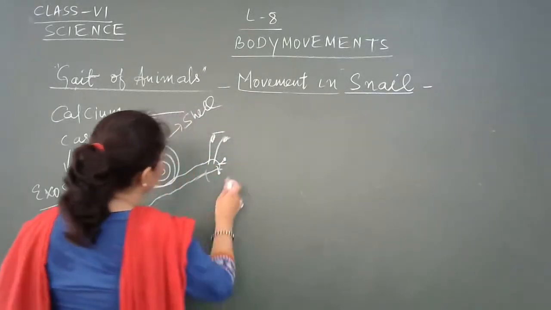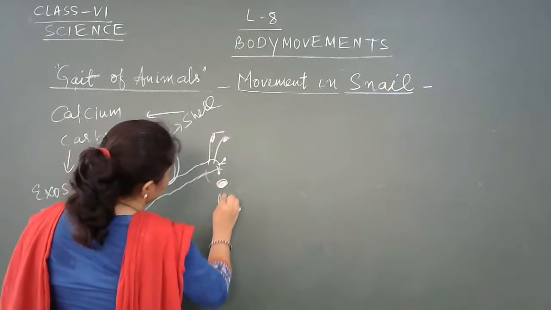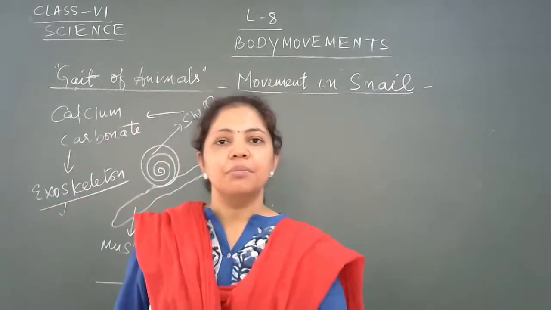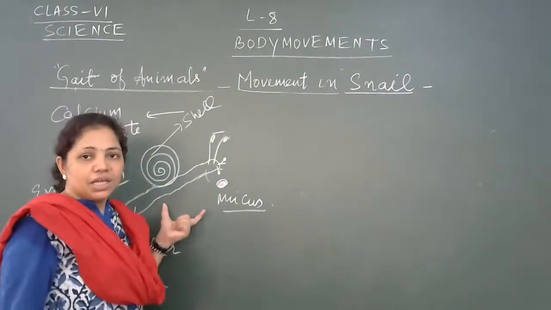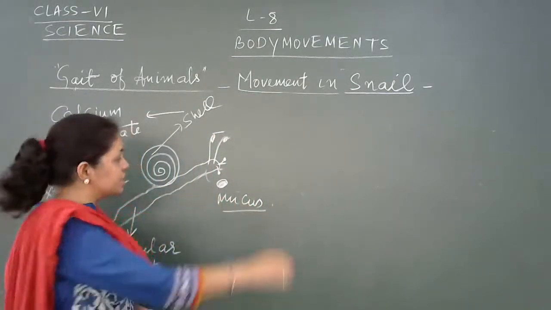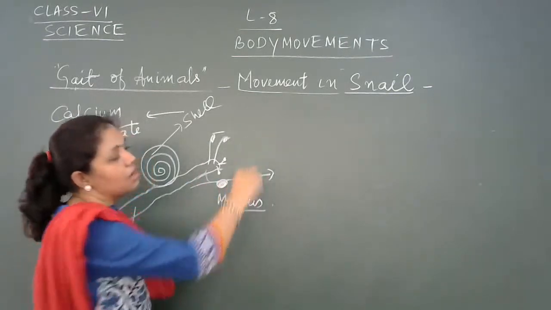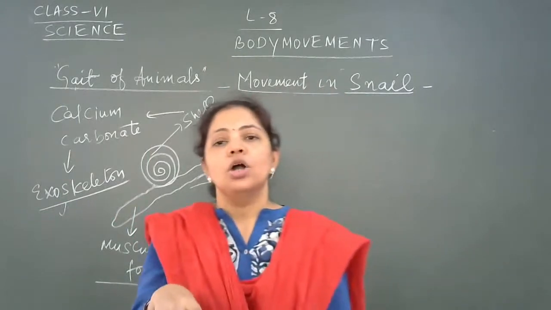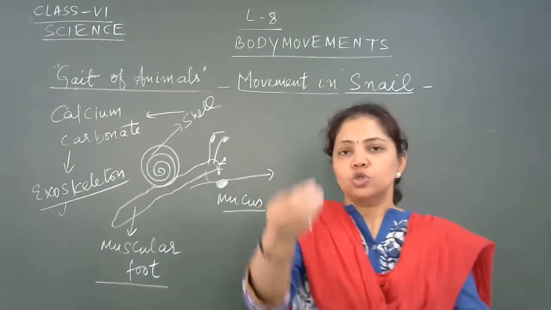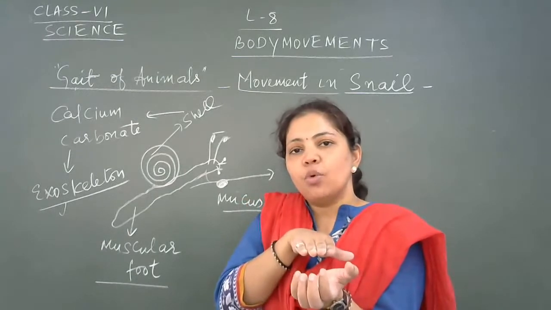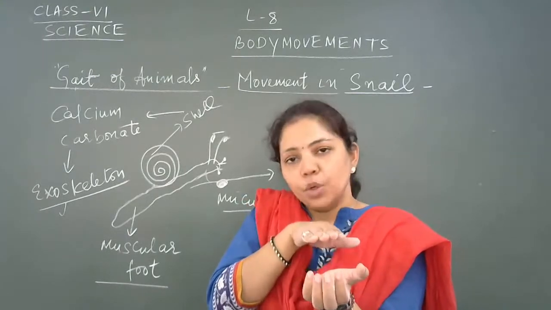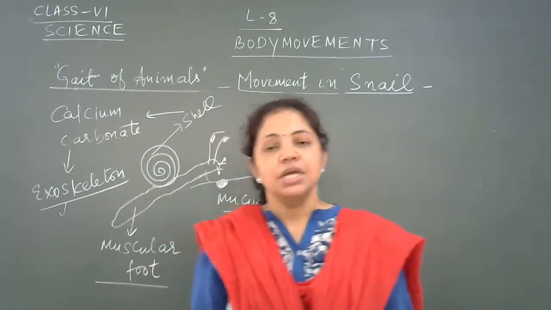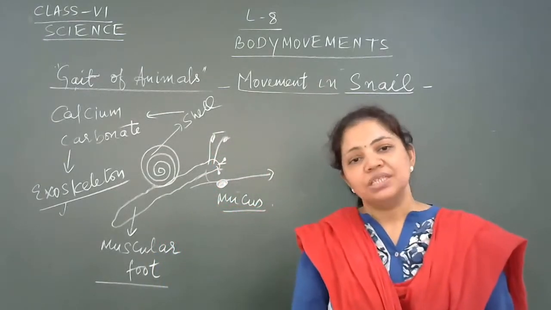So when it gets to move, it will secrete mucus here. That is mucus. What happens after secreting mucus? The snail pushes its body over this mucus in the forward direction. So the mucus is a transparent, slightly slippery liquid, right? After secreting it, the snail pushes its body forward over that mucus, right? And because of that, movement takes place.